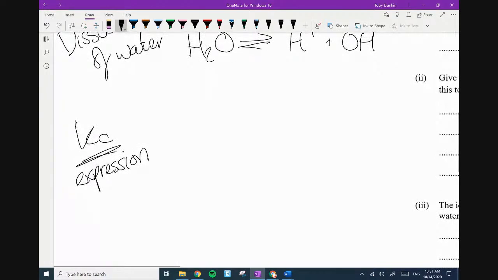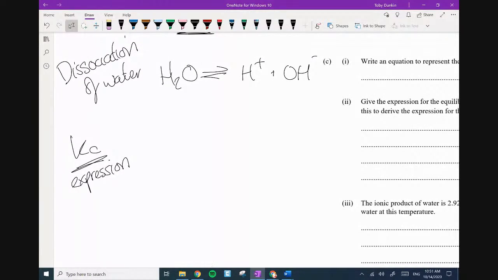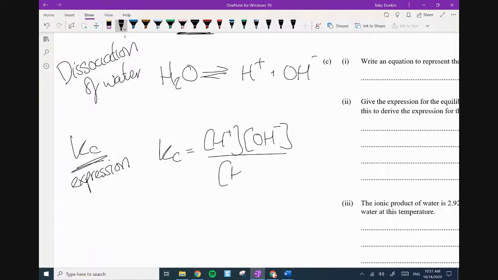Now, it's really nice to talk about Kc. Yeah, there we go. I love it. Now, Ben, well done. You missed the square brackets around the water. And you also missed the letter Kc out. It is really important that you incorporate Kc into your expressions. So Kc equals, you can't miss that bit. It's important that you don't, otherwise it doesn't mean anything. Thank you very much, Nikita, that's outstanding. So we have products over reactants. Amazing. H plus times OH minus all over the concentration of water.